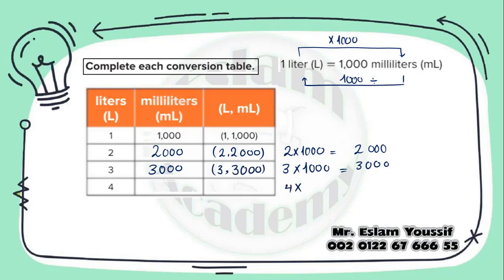Now 4 will be the same. 4 just multiplied by 1000. So the answer now will be equal to 4000. So the number of milliliters will be equal to 4000. And the ordered pair: each 4 liters will be represented by 4000 milliliters. And that's how we can convert between the units.